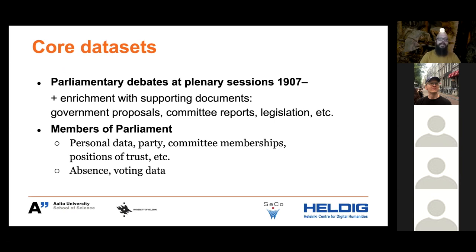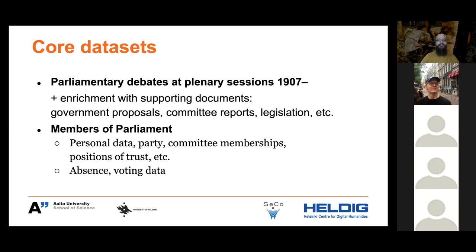the enactment process typically starts with a government proposal. So the government proposes a new law, and then we have the first discussion or the lähetekeskustelu in the Great Hall, and then the law proposal goes to committees, and then it comes back to the plenary sessions multiple times. And then at the end, we will have legislation in force. So we are very interested in this whole chain or this chronology of how the law evolves, how it is born, and so on. Another core data set is the members of parliament.